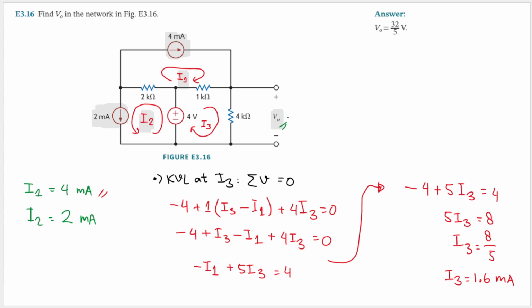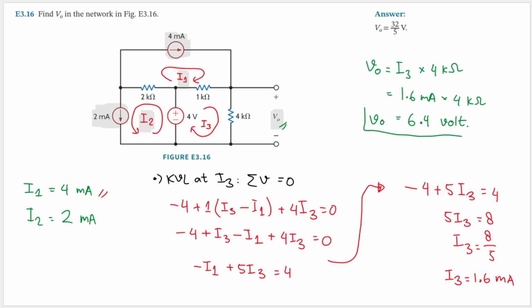But then V0 can be calculated using Ohm's law, right? V0 is just I3, because that is the only current that passed through this resistor, and then multiplied by 4 kilo ohm. Okay, what is I3? We'll have 1.6 milliampere then multiplied by 4 kilo ohm. Okay, milli and kilo will cancel each other, so we will have volt as the unit. 1.6 and 4, that becomes 6.4. The unit here will be in volt, so that is V0.